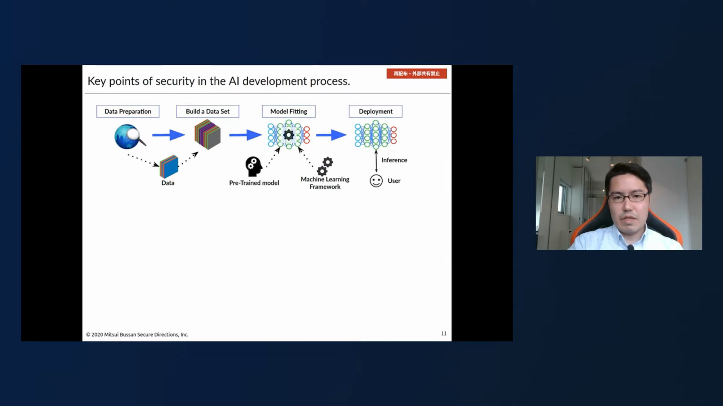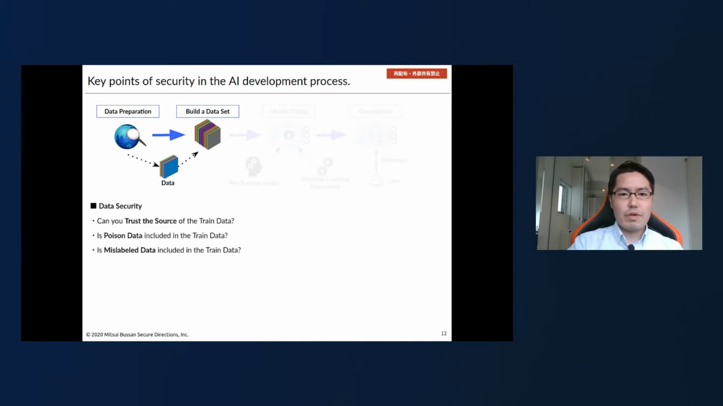The slide shows key points in the AI development process. This shows the AI development process in supervised learning. In this session, the AI development process is broken into four steps. Data collection from resources like the internet. Building a dataset by removing unnecessary data as well as labeling. Model fitting using a pre-trained model and machine learning framework. Model deployment, releasing the AI generated and providing services. Let me talk about key points in each of the processes.